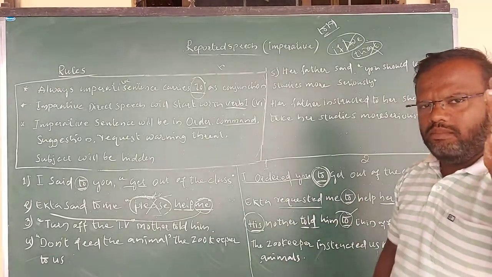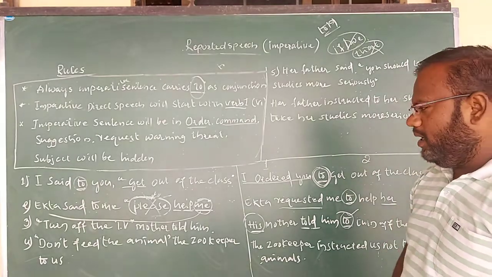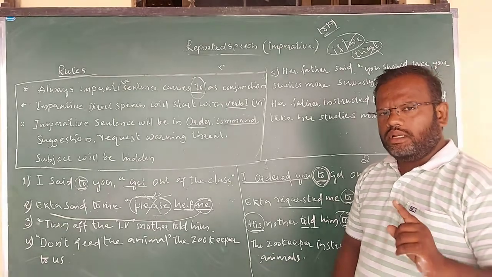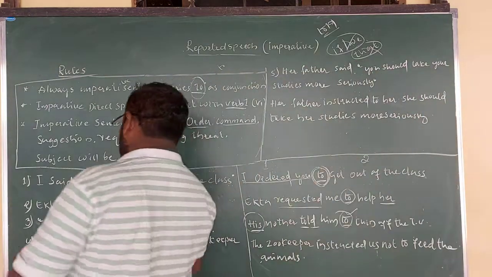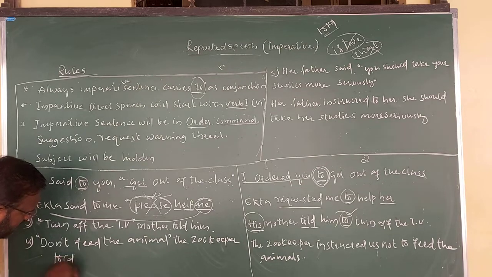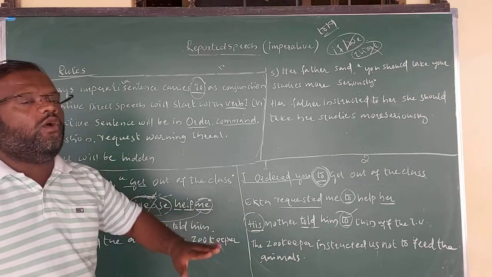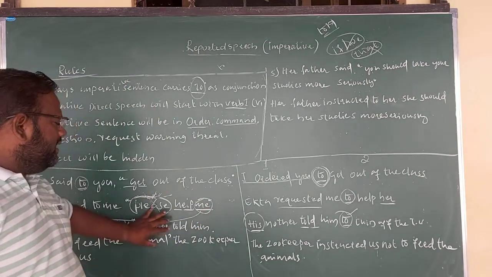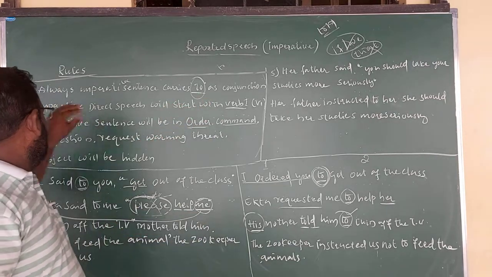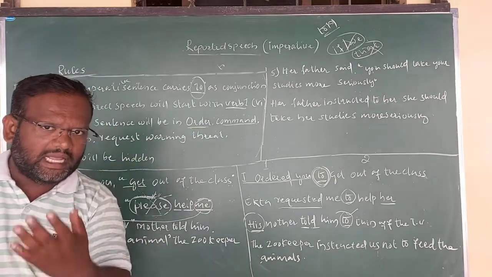We'll go for example number 4. Don't feed the animal. The zookeeper told us, don't feed the animal. So you can understand here, zookeeper means the person who is taking care of a zoo. So we'll change it into indirect speech. But before that, let us think which form this sentence belongs to: whether it is ordering, commanding, suggesting, requesting, warning, threatening or instructing. That we'll see.